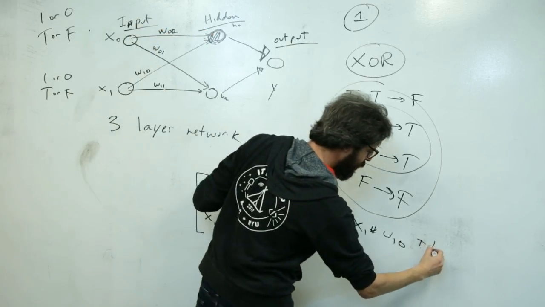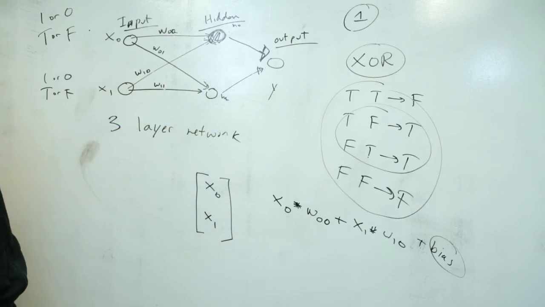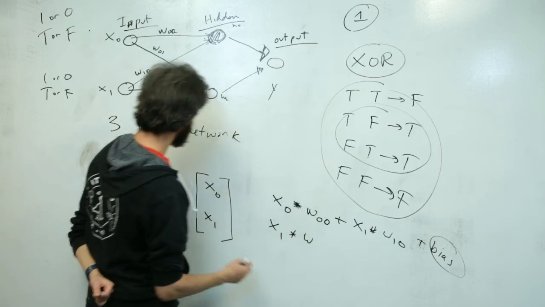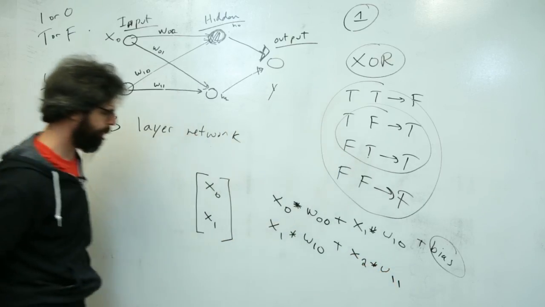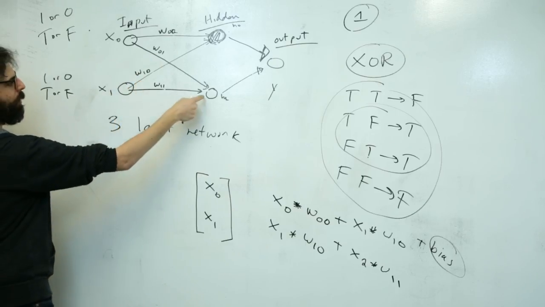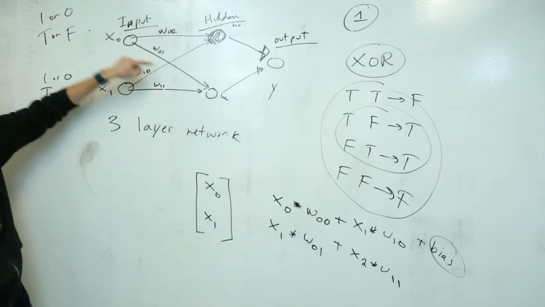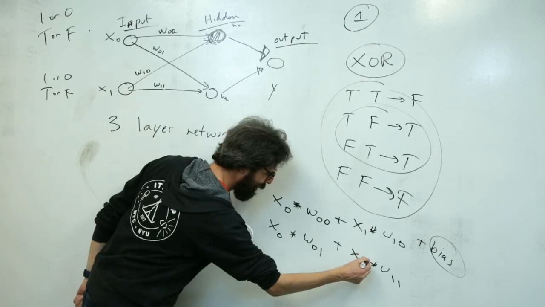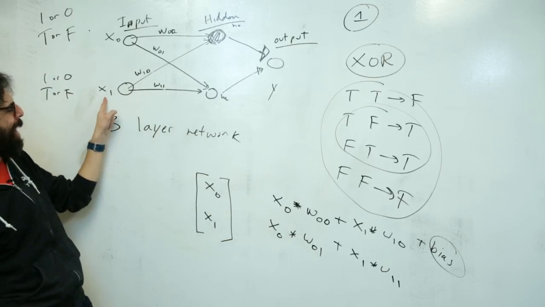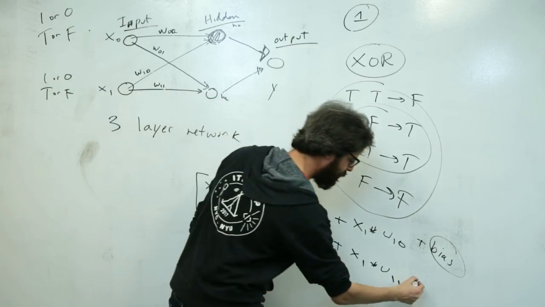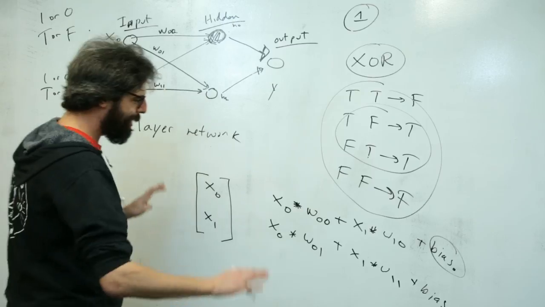Now, I also have to add something called the bias in here. I'll come back to that. The one down here is x0 times the weight from 0 to 1 plus x1 times the weight from 1 to 1, plus a bias. I keep getting this stuff wrong. I should have had more coffee this morning. We'll call these bias 0 and bias 1. I'll come back to the bias.